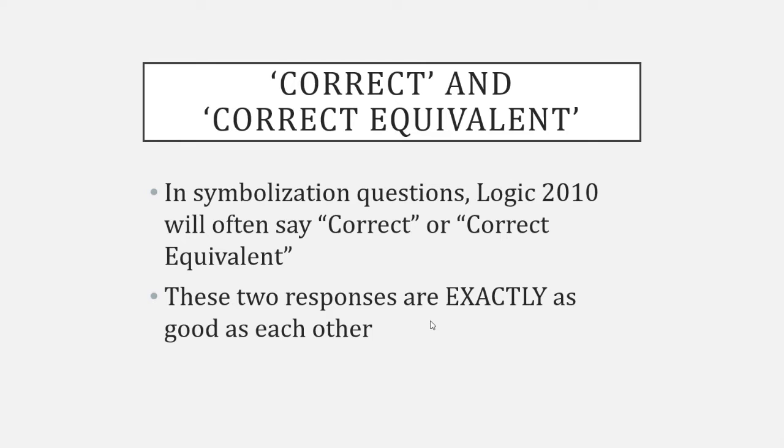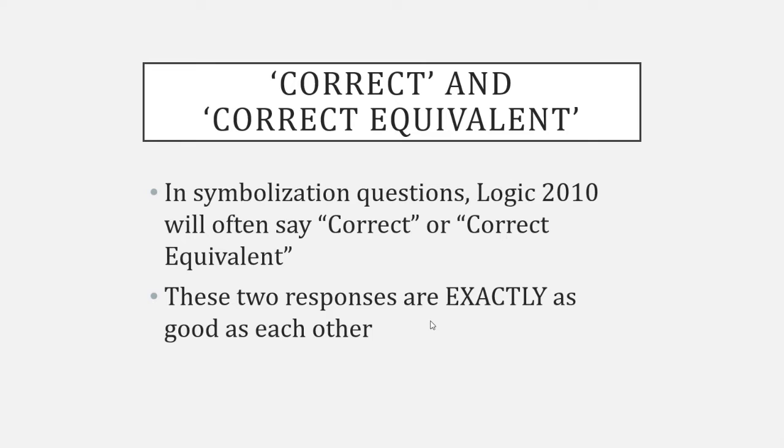A couple things just off the bat. I want to point this out about the symbolization questions because I got this from a few people. Sometimes Logic 2010 tells you that you've given not the correct answer, but a correct equivalent. And people are anxious about this. They say, well, why isn't it just correct? Why is it merely correct equivalent? I want to reassure you that correct equivalent is exactly 100% as good as correct.